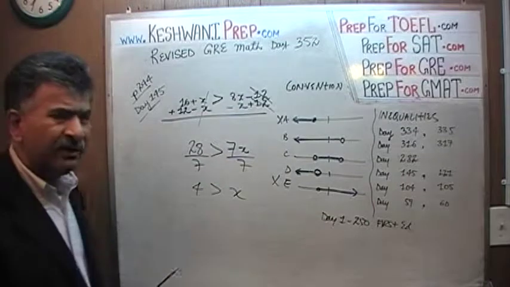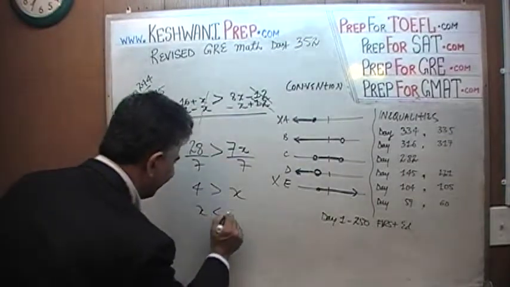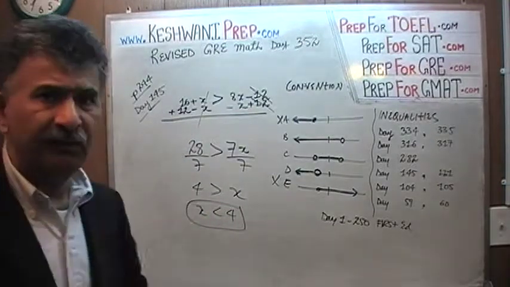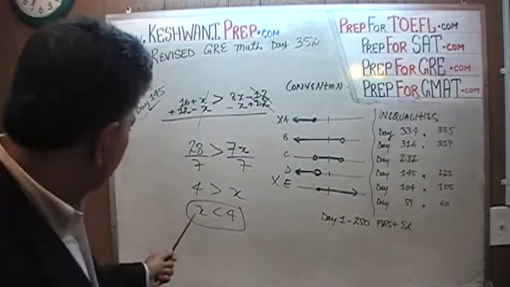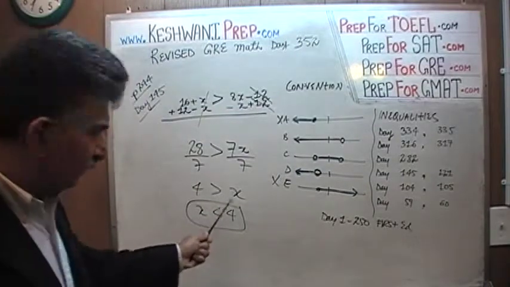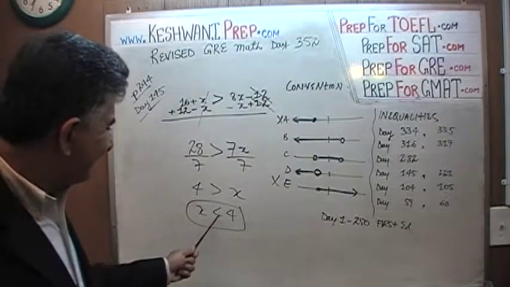Well, 4 is greater than x is a very awkward way of saying that x is less than 4. So eventually we did have to switch the direction, you see. The whole thing has to be switched. But this is not a big deal. So x is less than some positive number.